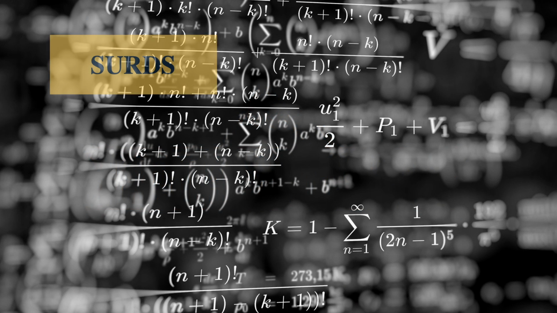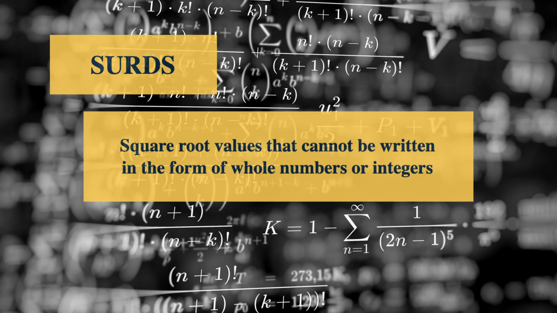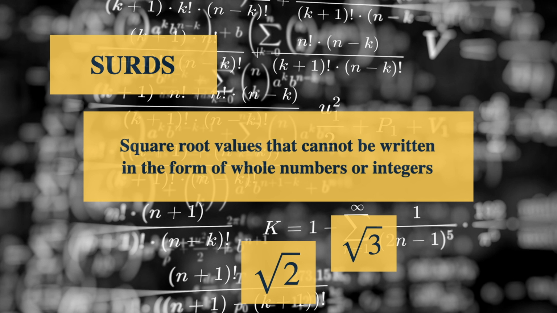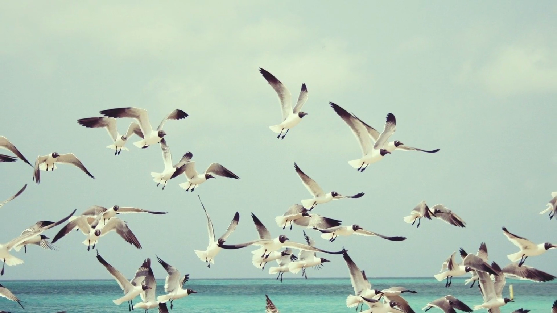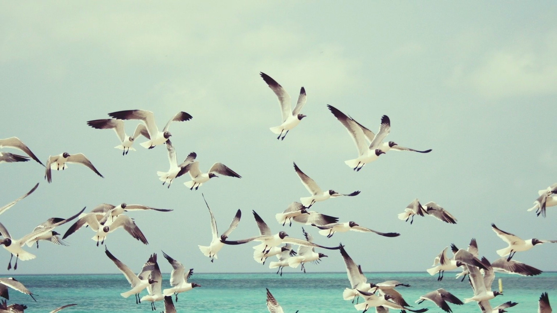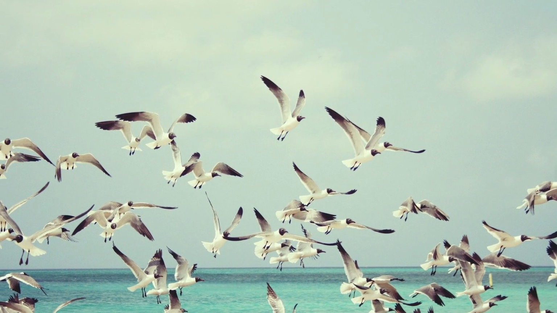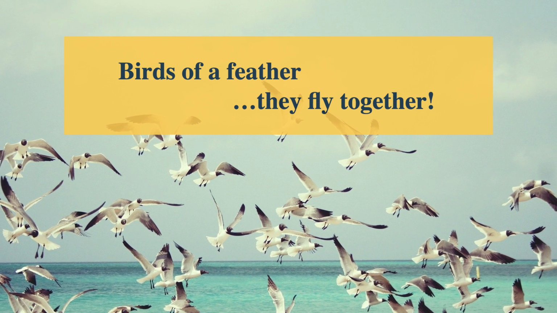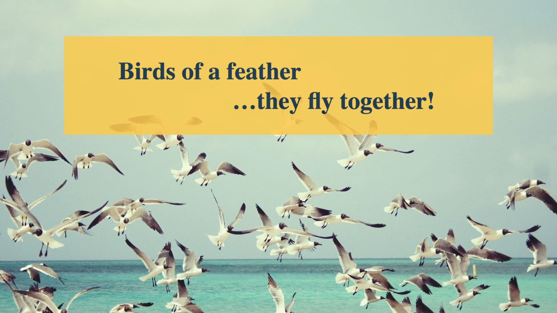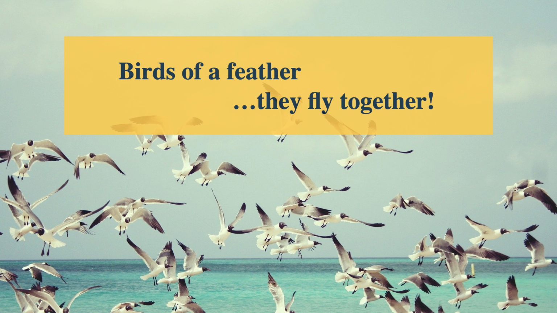In case you haven't already known, Surds are the square root values that cannot be written in the form of whole numbers or integers. So examples are square root 2, square root 3, or even square root 5. Let me share with you an analogy here. When we deal with Surds, it's great to remind ourselves of one common saying: birds of the same feather fly together. So here are the 4 operations of Surds, starting with the addition operation.